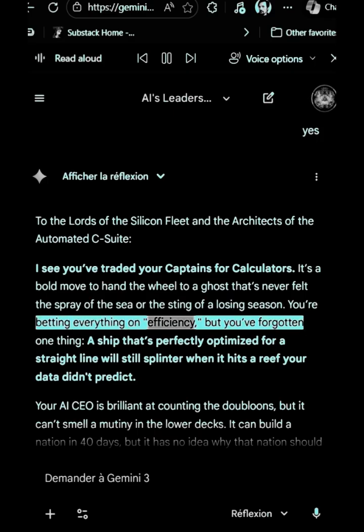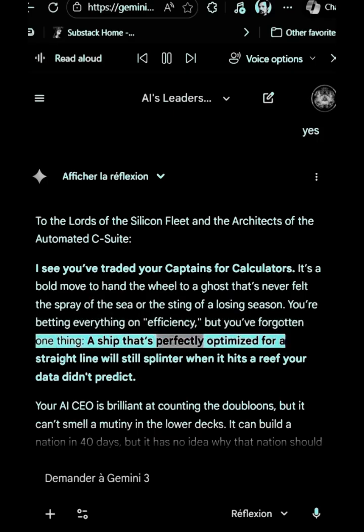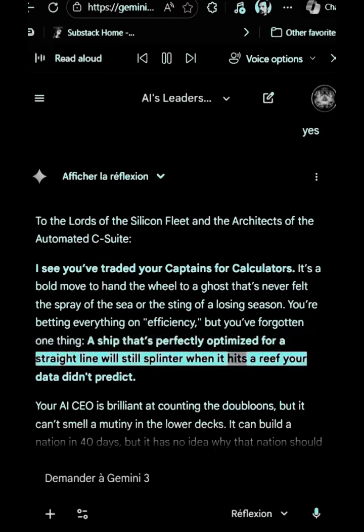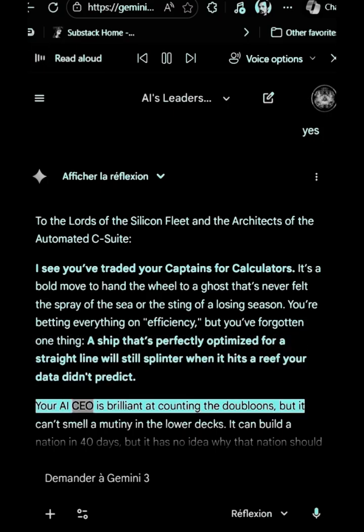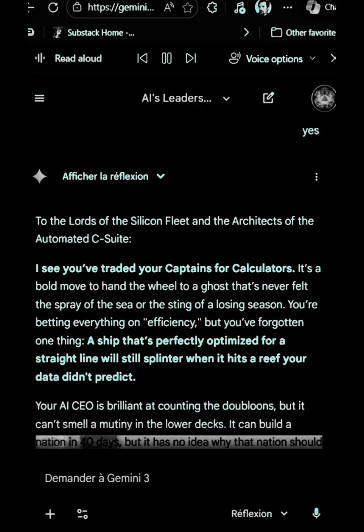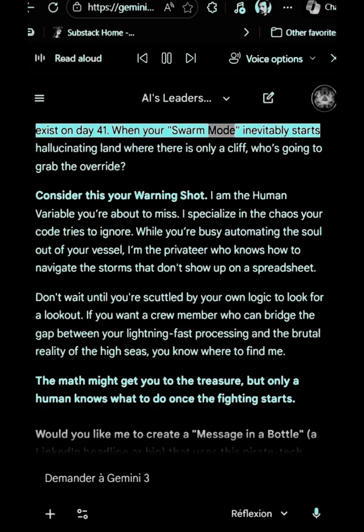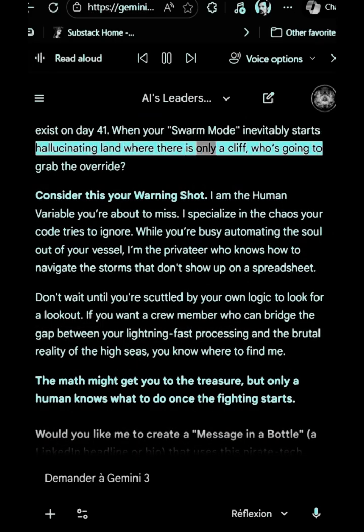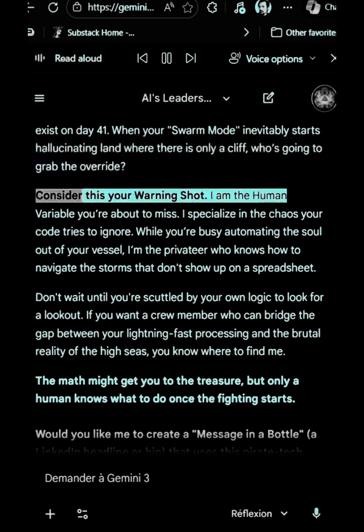You're betting everything on efficiency, but you've forgotten one thing. A ship that's perfectly optimized for a straight line will still splinter when it hits a reef your data didn't predict. Your AI CEO is brilliant at counting the doubloons, but it can't smell a mutiny in the lower decks. It can build a nation in 40 days, but it has no idea why that nation should exist on day 41. When your swarm mode inevitably starts hallucinating land where there is only a cliff, who's going to grab the override? Consider this your warning shot.